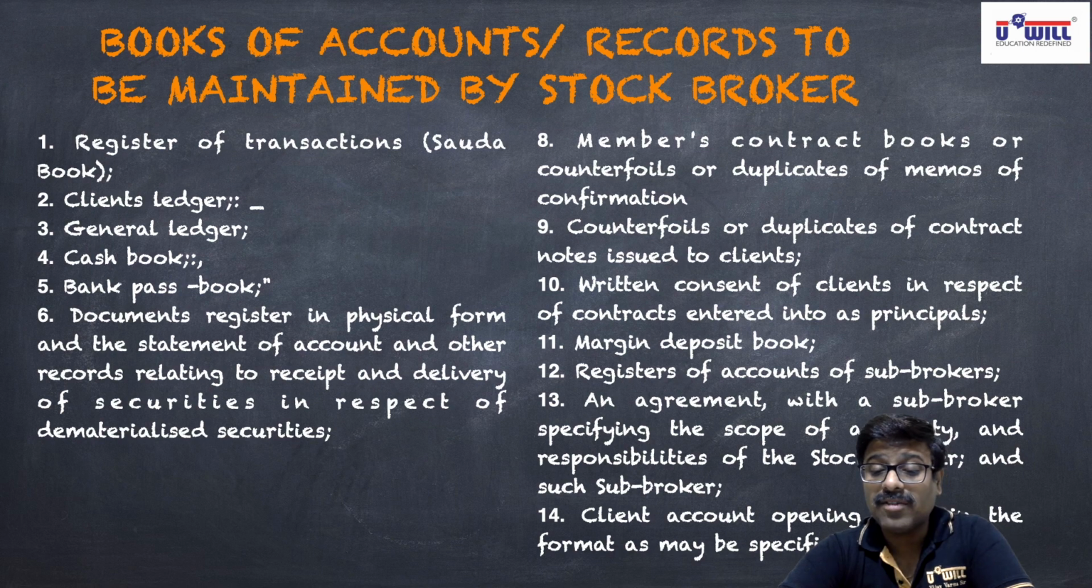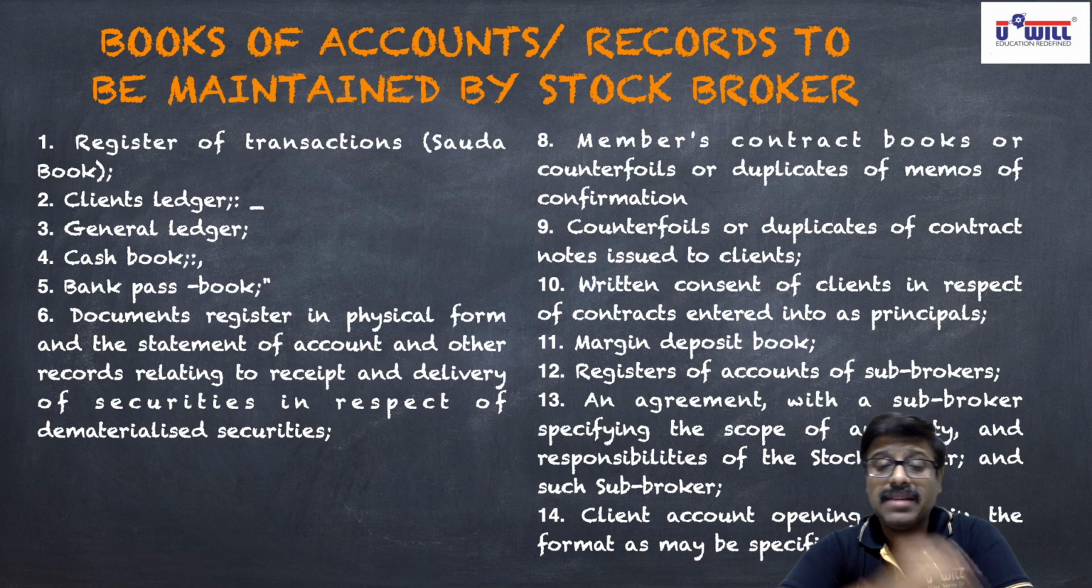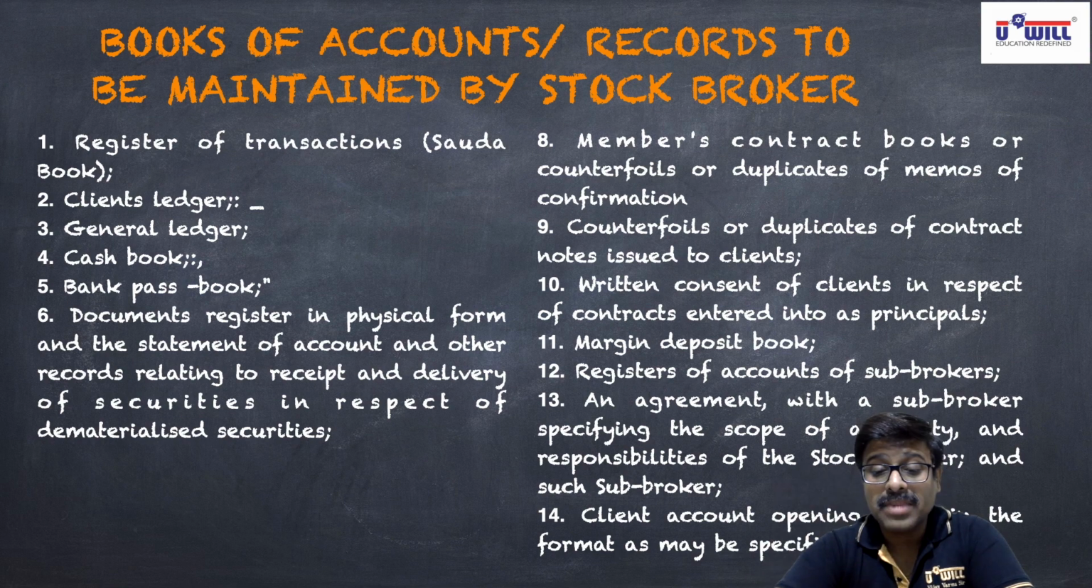Then written consent of client in respect of contracts entered into as principals. So you do take the written consent of the client. If you are given the consent to buy and sell directly on their behalf, then you make a contract with them, they make you their agent, and they make you their principal also, meaning they give you all the rights. They give you the money, 1 lakh rupees, and they give you all the rights that you can buy any shares and sell any shares within this limit of 1 lakh rupees. So that type of written consent is to be obtained.